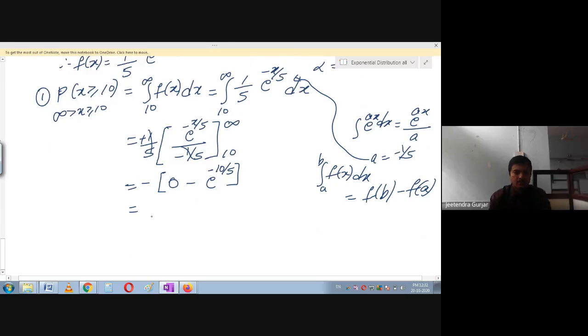In this fashion also you can simplify this example. So this is minus 0, as it is, minus e raised to minus 10 upon 5. 10 upon 5 is nothing but 2, students. So minus into minus is plus, e raised to minus 2. What is the value of e raised to minus 2, students? Directly you can calculate in the calculator, and please tell me what is the answer for e raised to minus 2.